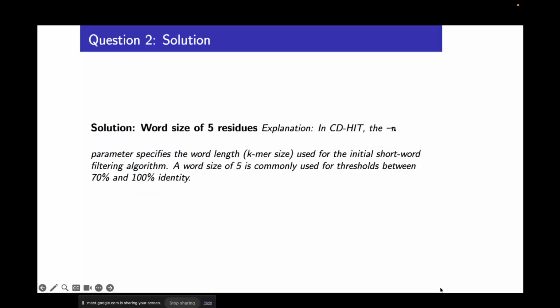Yeah, that is the correct answer. So the N flag tells you the word size, which is the k-mer size. Okay.